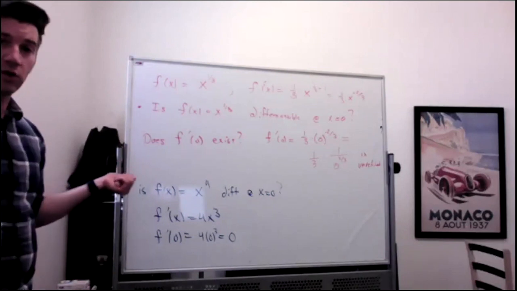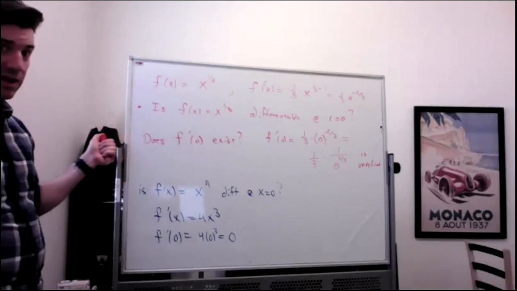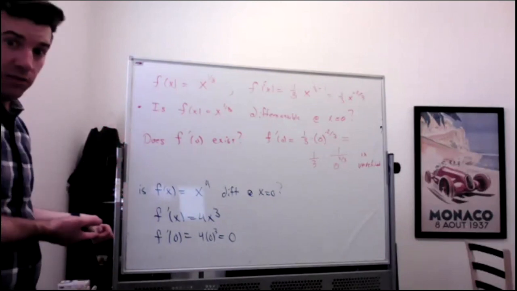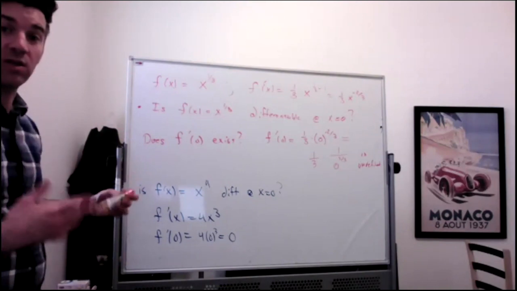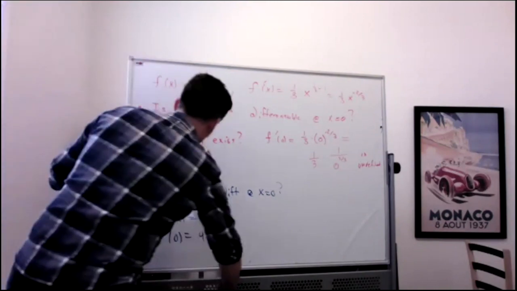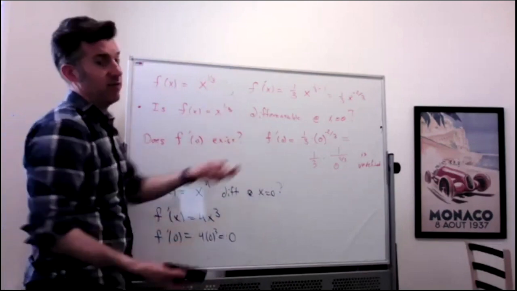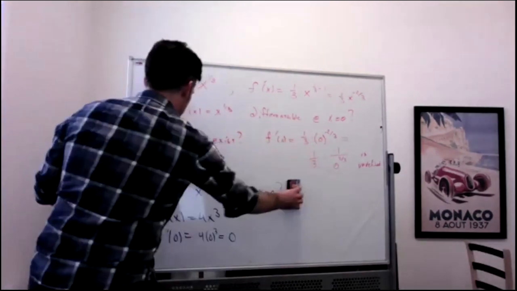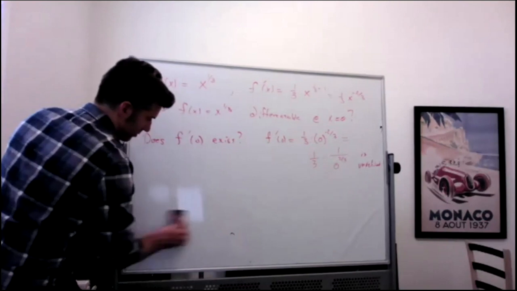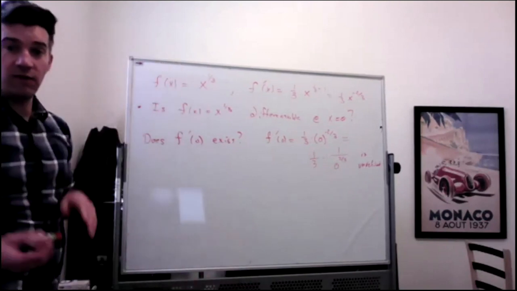So one way you can show a function isn't differentiable at a point is take the derivative and try and plug in the point. It doesn't always work, but it works a lot of the time. And obviously try and plug it in and have it not exist. The other way, though, is to use a limit definition.